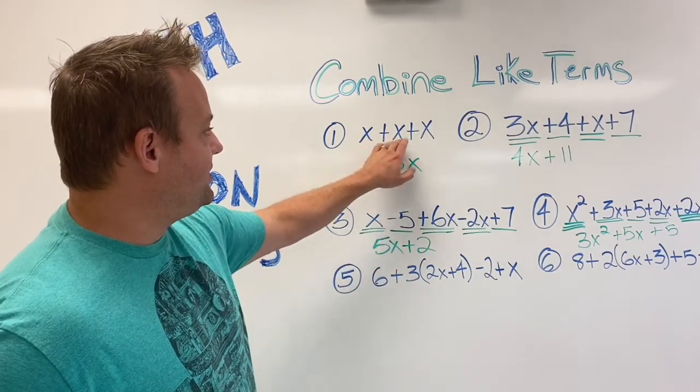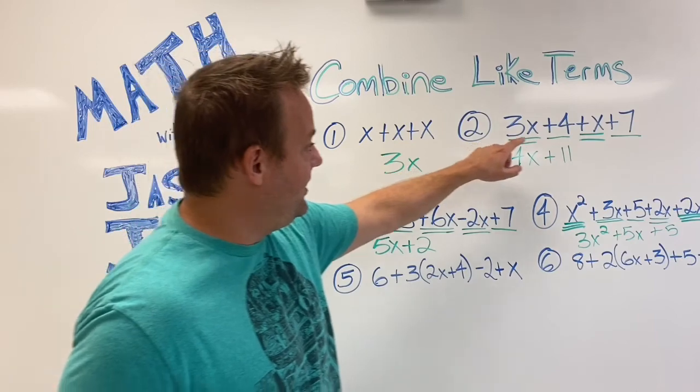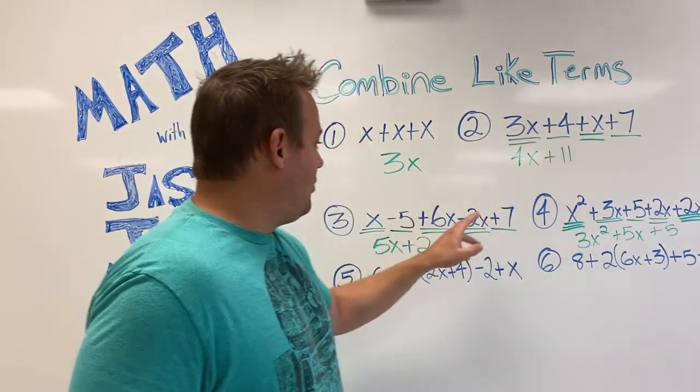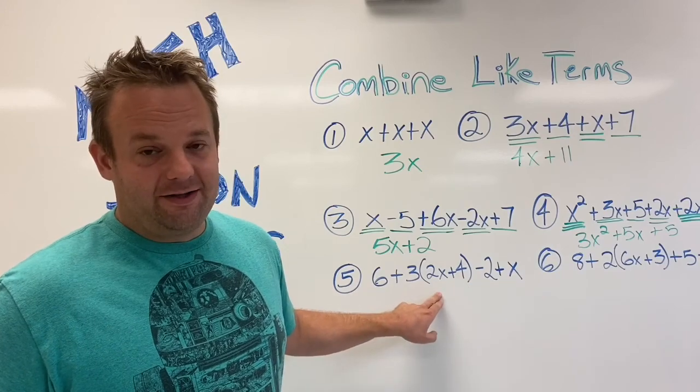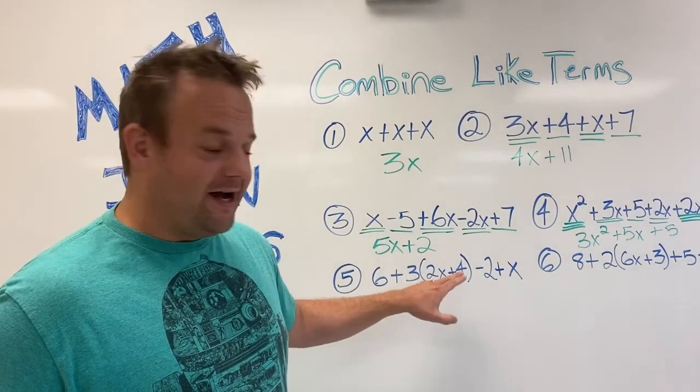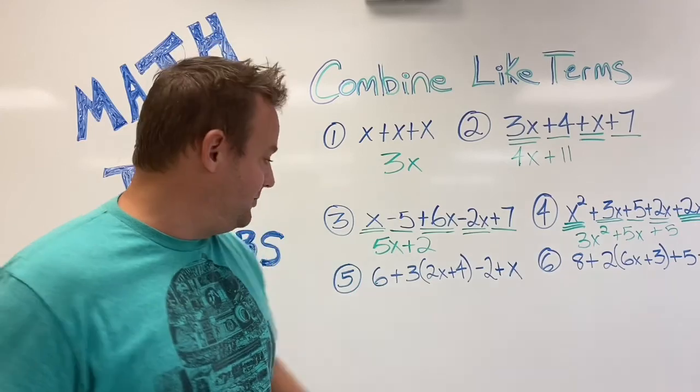Notice all these are separated by terms. Terms are separated by either addition or subtraction. But here, it's not fully simplified yet. So you got to simplify that algebraic expression all the way down to terms and then combine those like terms.